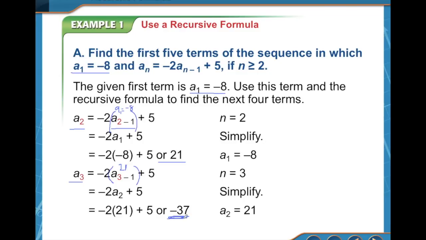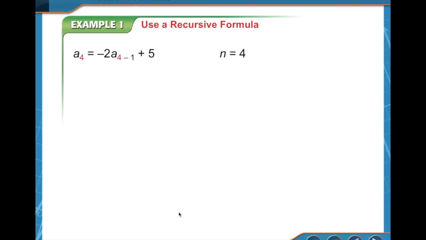And we can continue in the same logic to find the first 5 terms. So when you're asked to do that, you start from the beginning, a sub 1, work your way all the way through till you get to the 5th and final term that you need. So we have second term is 21, third term, -37. Same logic, keep going.